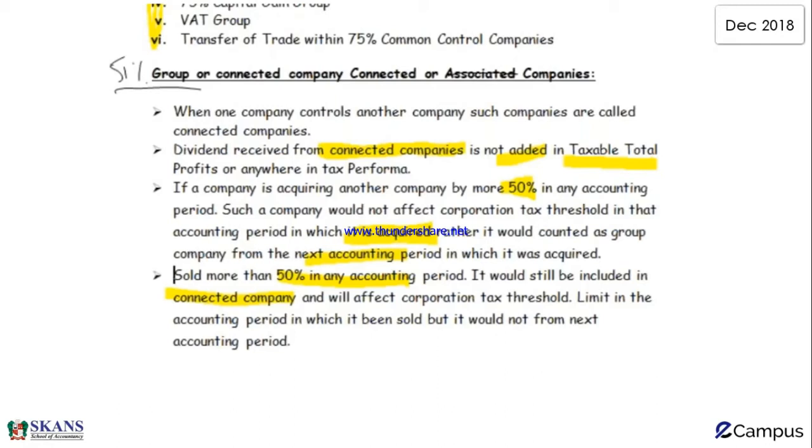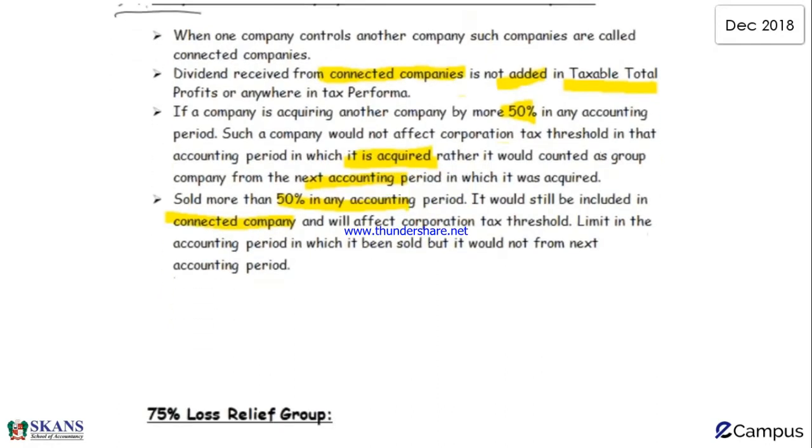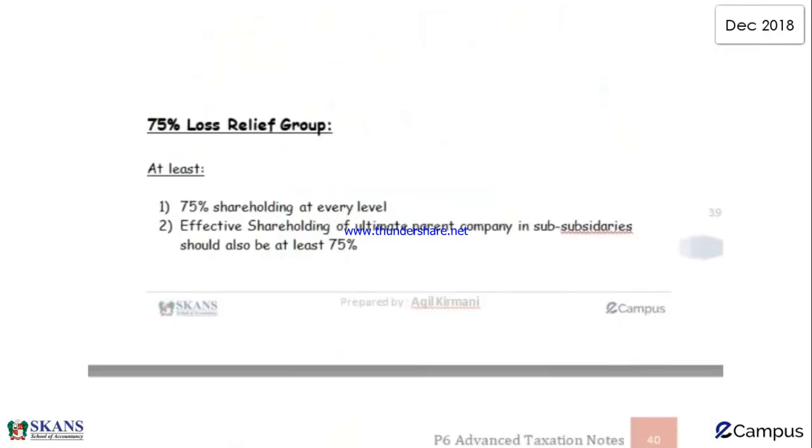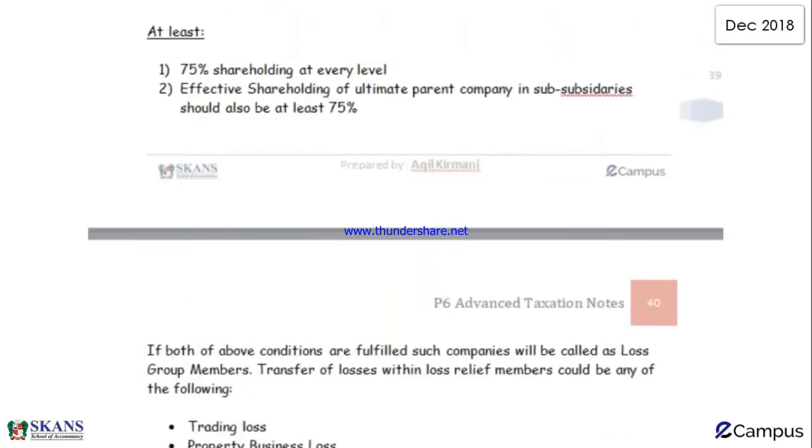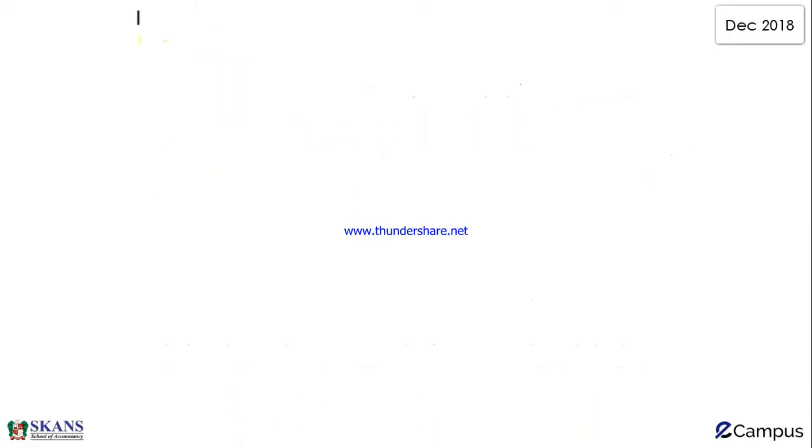Well, moving on to the next thing, the 75% loss relief group. Firstly, let's have a look at how a 75% loss relief group construction exists within two companies or more. Well, when one company owns at least 75% shareholding at every level. Well, what do I mean by that?